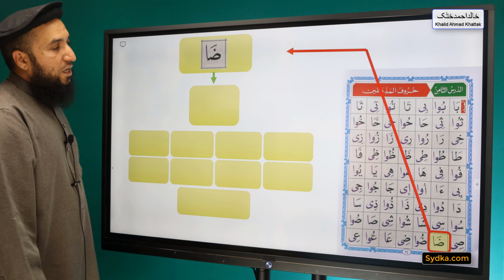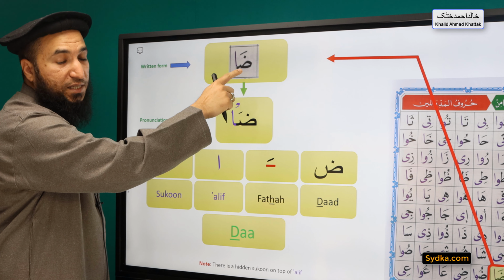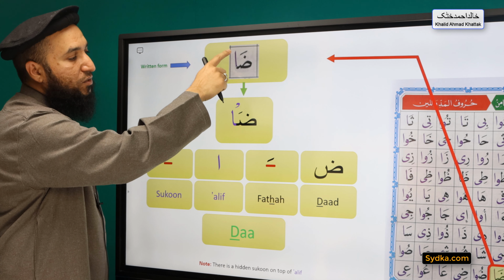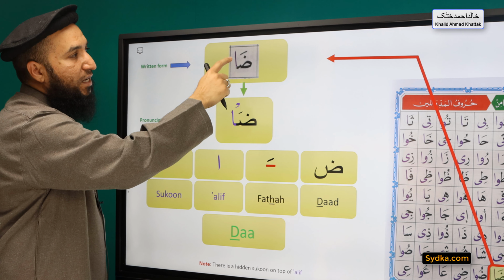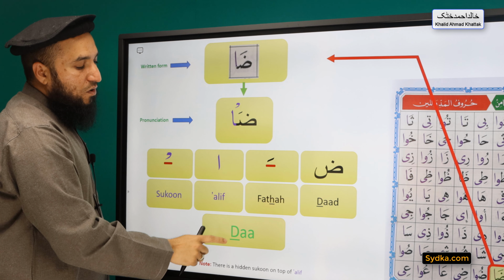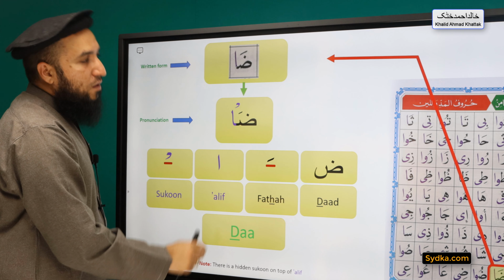So the first syllable we have is Dad Fatha Alif Sukoon. Dad is a heavy letter, it has Fatha on top of it, it is followed by Alif, and Alif has hidden Sukoon. Dad Fatha Alif Sukoon, Da.